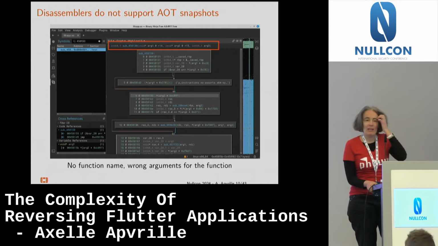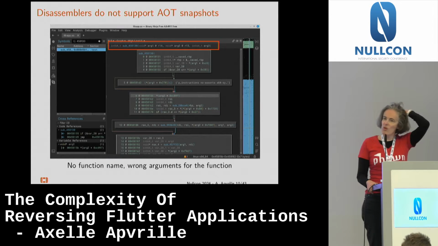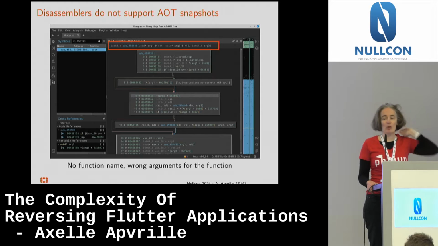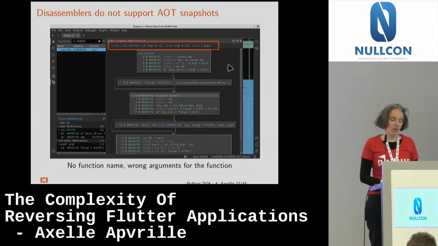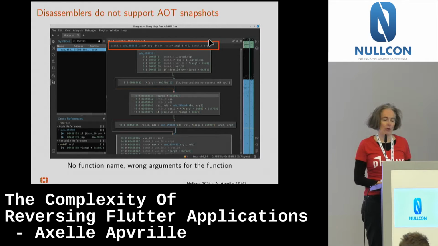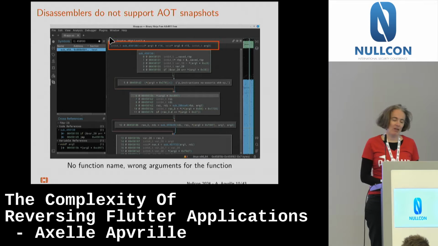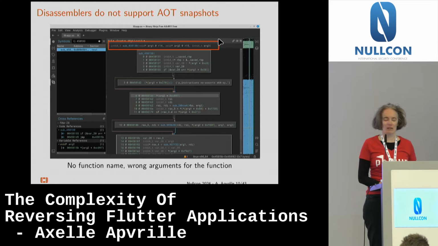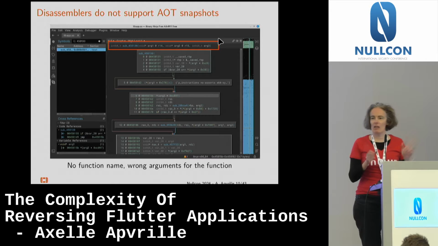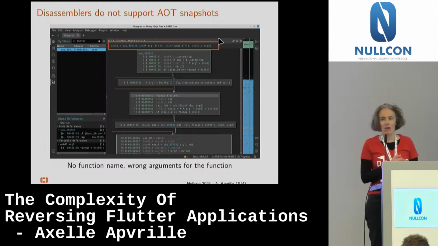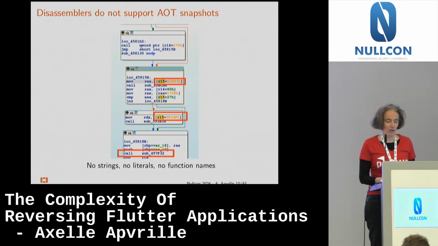So let's have a look at what we get with standard disassemblers. This is Binary Ninja, and in that case, I'm sure it's too small for you. Here you just have the function name with the arguments, and what we can see if you look into it a little bit more in depth is that it's not getting the arguments right at all, and not the function name either.